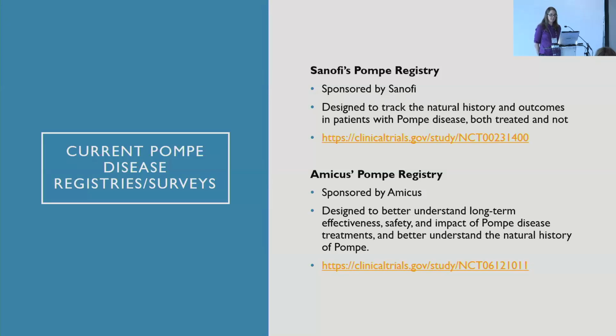A newer one that's come out is the Amicus Pompe Registry. It's designed to better understand the long-term effectiveness, safety, and impact of Pompe disease, and to understand the natural history. It was started in 2023, and they're hoping to follow 500 patients from about 100 different sites for 10 years.